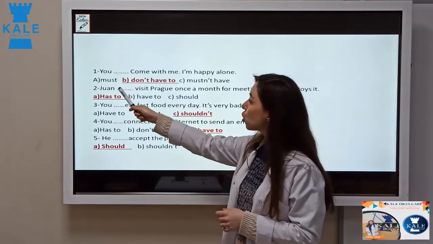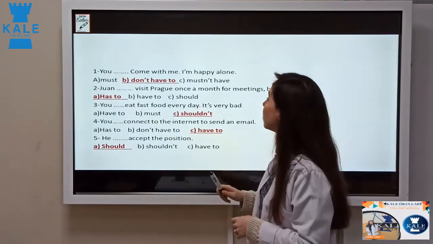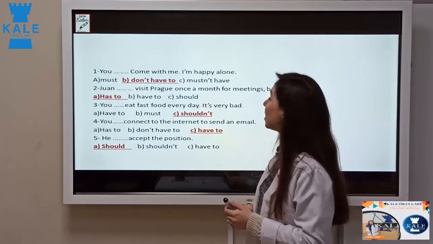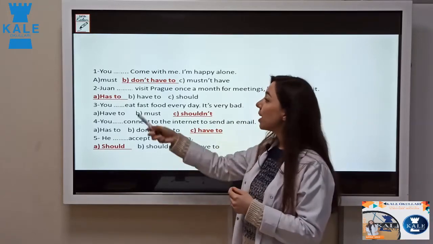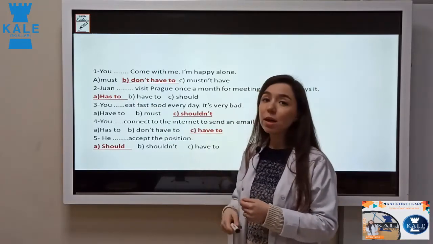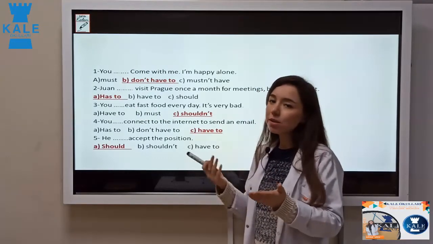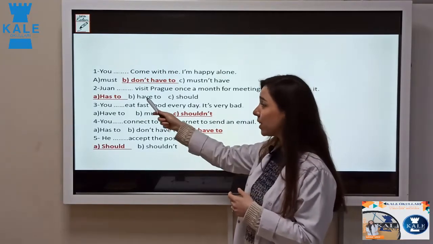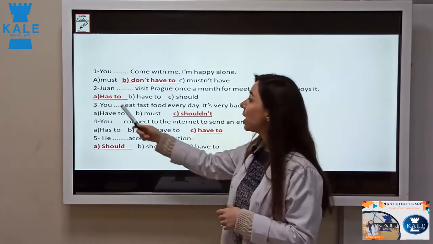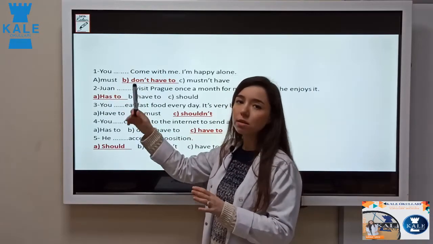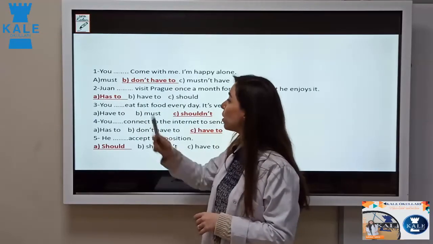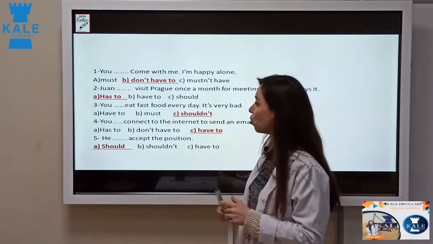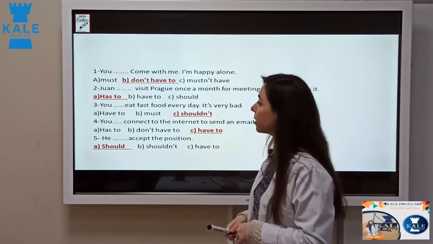Number 2, John has to visit Prague once a month for a meeting, but he enjoys it. So every month, one time every month, he has to visit, but at the same time he enjoys it. It means it's no problem for him. We cannot write have to. Why? Because John is he, one person. So because of that, you have to write has to. And should is also not correct here.